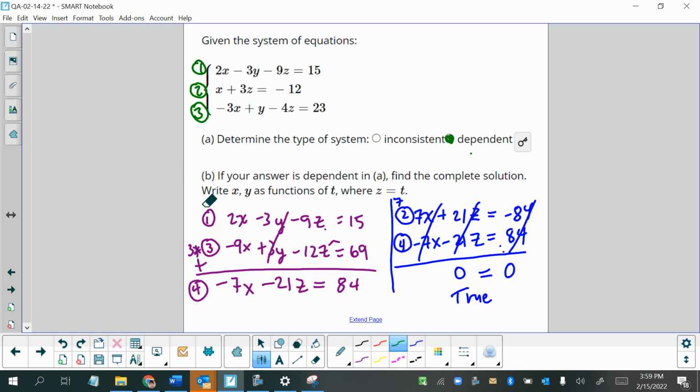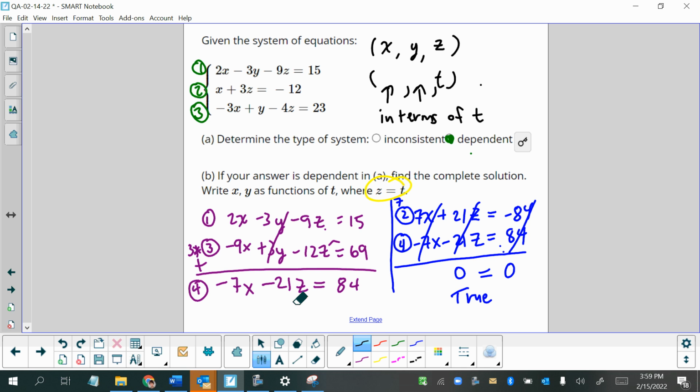Now, notice that part B says if your answer is dependent, which it was here, then find the complete solution and write it as a function of t, right? All your unknowns, everything is a function of t. So where z is t. So instead of writing just a solution that is x comma y comma z, I'm going to change the z to a t, and then I'm going to write my x and my y in terms of t.